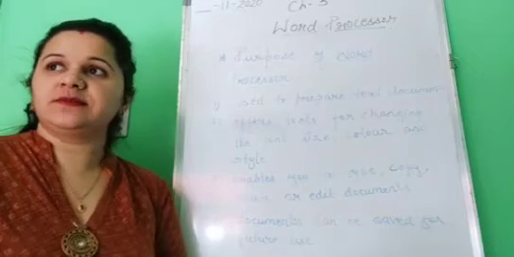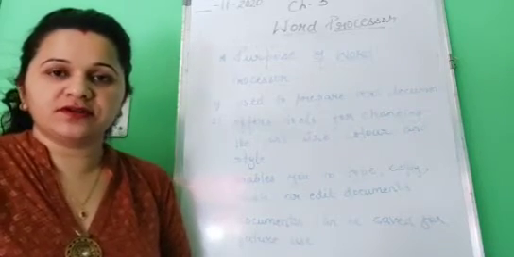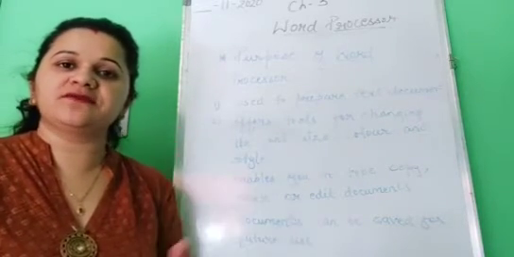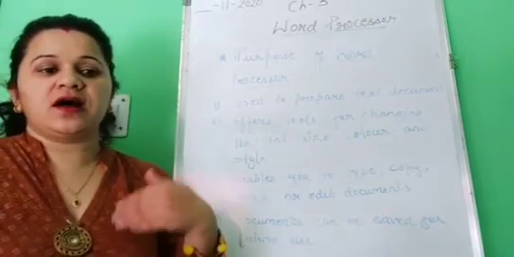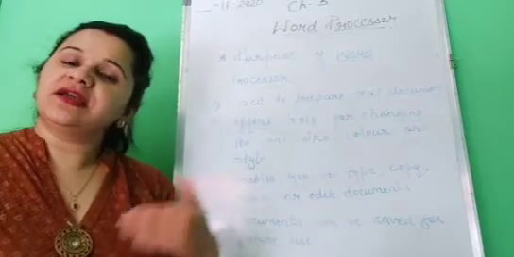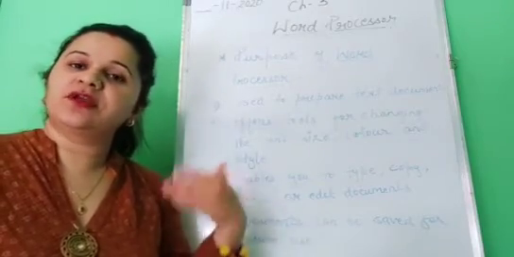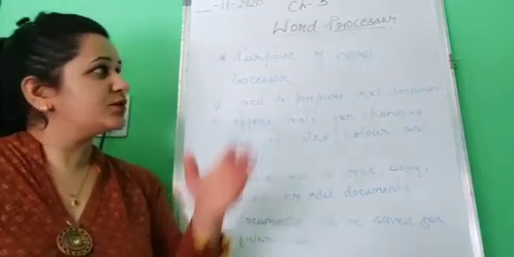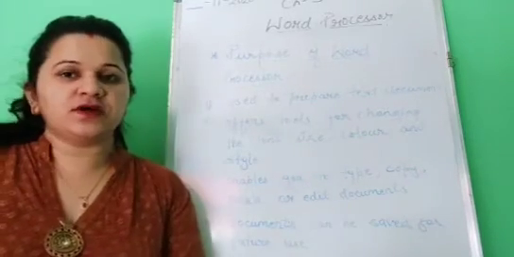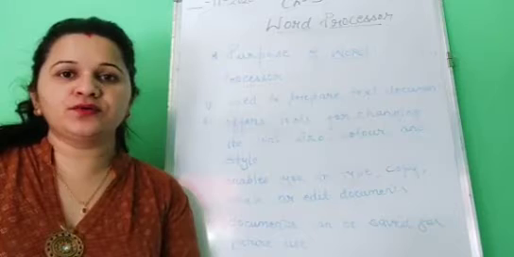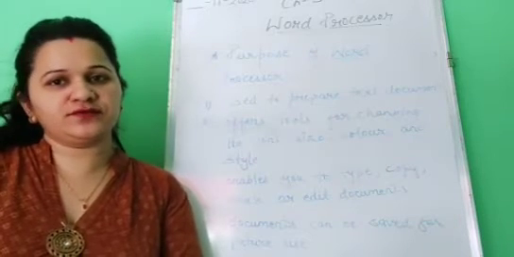If you have typed some letter or report on the word processor, you can save it for future use also. If you want to check that letter after so many days, it gets saved on your computer. You can check it after that also. So these are the features of the word processor software. So now children, let us understand how to use Microsoft Word.